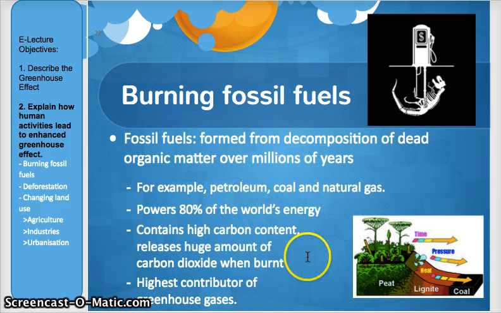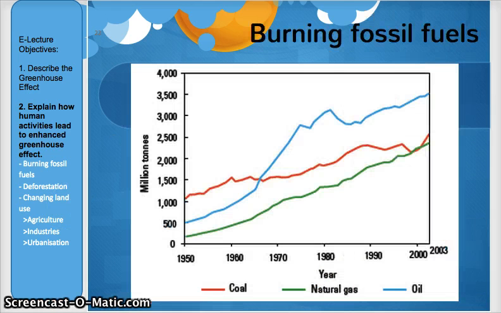So what happens is that as we burn all of these old organic matter, we release a very high carbon content. And this is one of the highest contributors of greenhouse gases, and it's even more significant because it powers 80% of our world's energy. So when so much of our world is reliant on fossil fuels, what do you think will be the impact on our greenhouse effect?